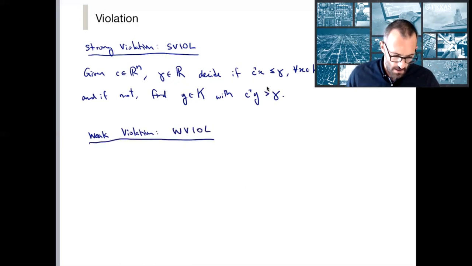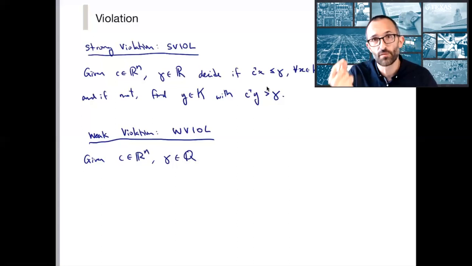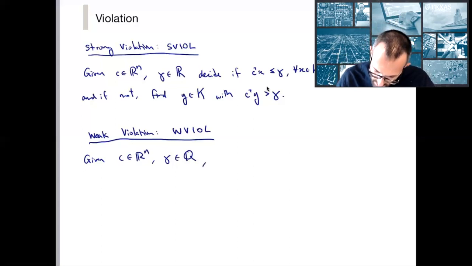says, given again, it starts in the same way. So given a vector in Rn, that would be our objective, given a threshold gamma, and now it's a rational number, but also given a positive margin of error.